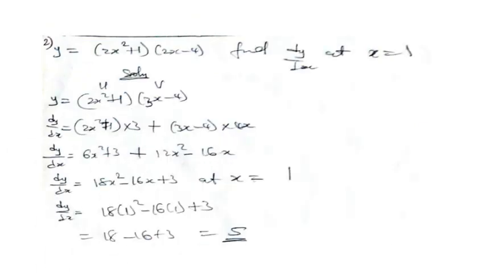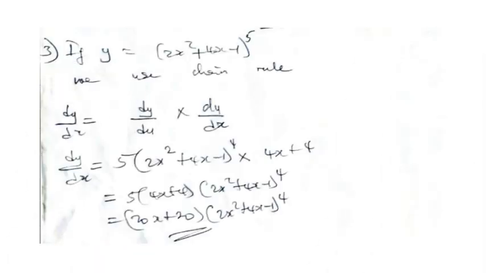Number 2. If y is equal to (2x squared plus 1)(3x minus 4), find dy over dx at x equal to 1. Solution. Since it's a product, we have u dv over dx plus v du over dx. That is u times 3 plus v times the derivative of u. So that is (2x squared plus 1) times 3 plus (3x minus 4) times 4x. We simplify, we have 18x squared minus 16x plus 3. At x equal to 1, dy over dx becomes 18(1) squared minus 16(1) plus 3 equals 5.